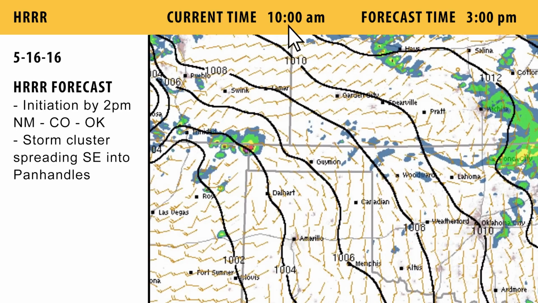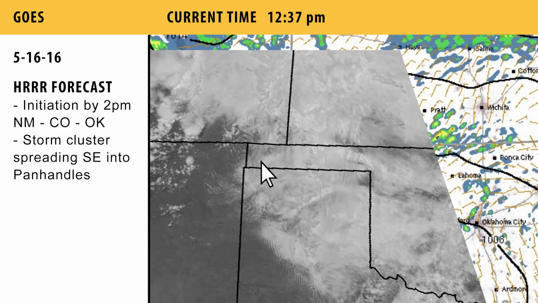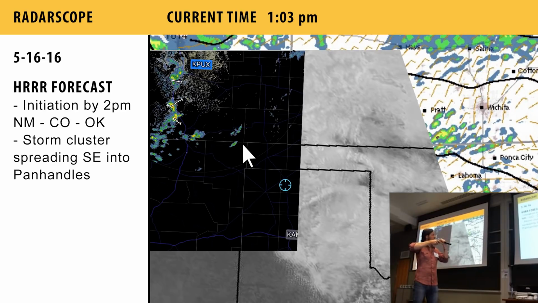10 a.m. run for 3 p.m. And again, you've got just these cells. It's saying cells are going to fire up right there and then move southeast into the panhandles. Here's our 12:37 GOES. We've got a clearing right here. That's always nice to see. And it looks like a little cluster of cumulus clouds forming. Let's check reflectivity. Yeah, we've got some rain.